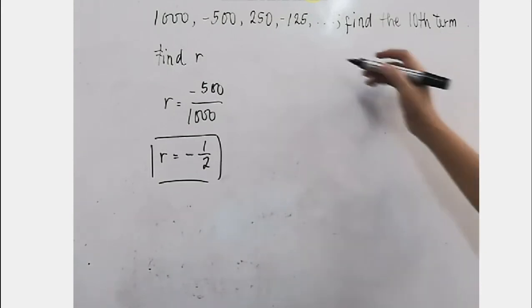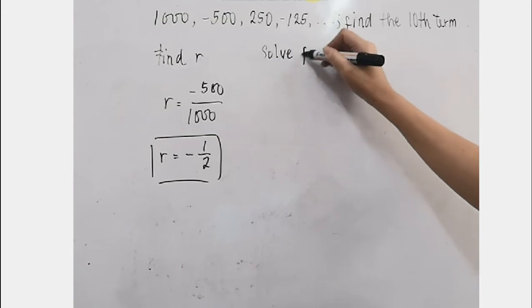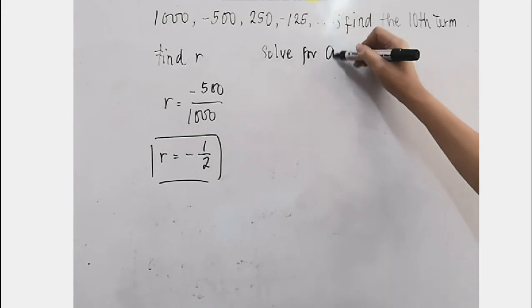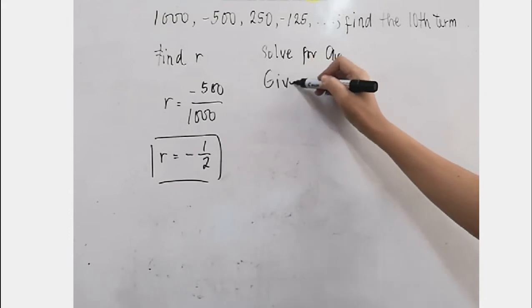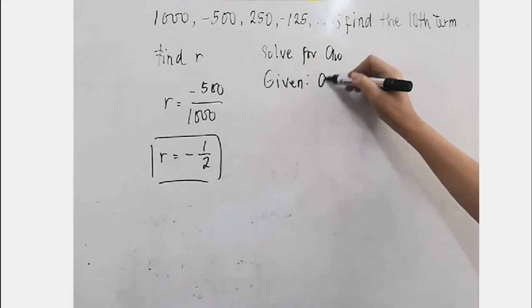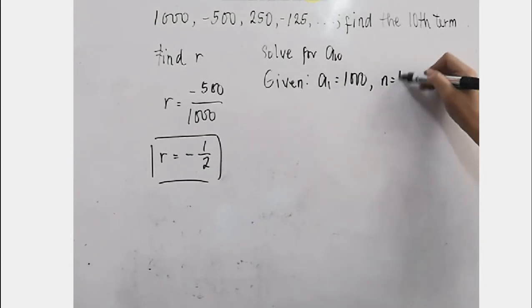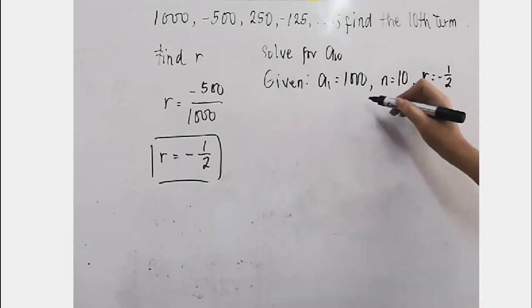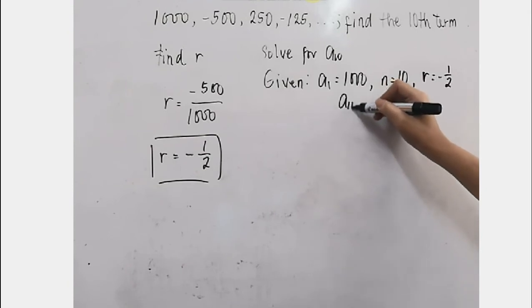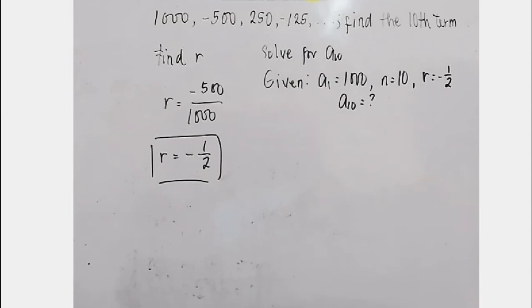So, let's proceed in finding the 10th term or a sub 10. So, let's begin with the given para hindi tayo malito later on. We have a sub 1 is equal to 1,000, n is equal to 10, r is equal to negative 1/2, and a sub 10 is yun yung hahanapin pa natin. So, question mark muna yan.